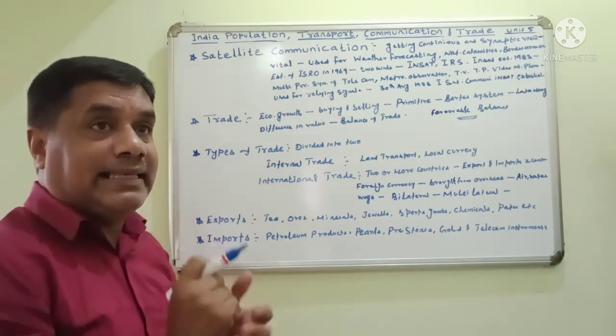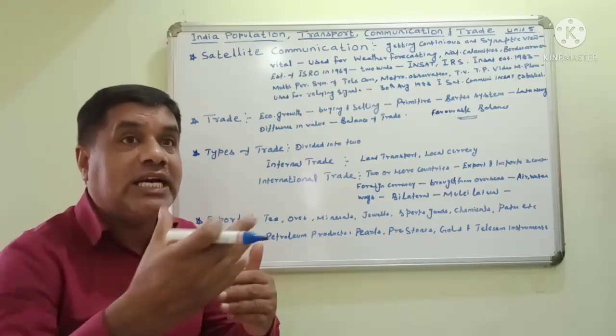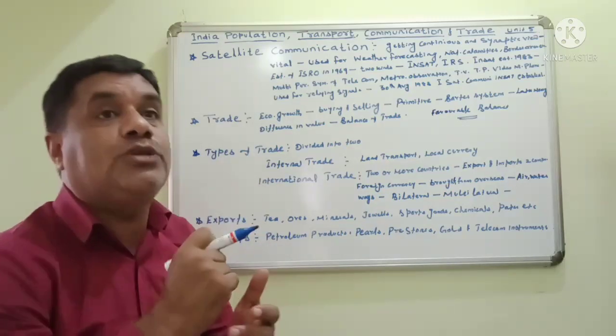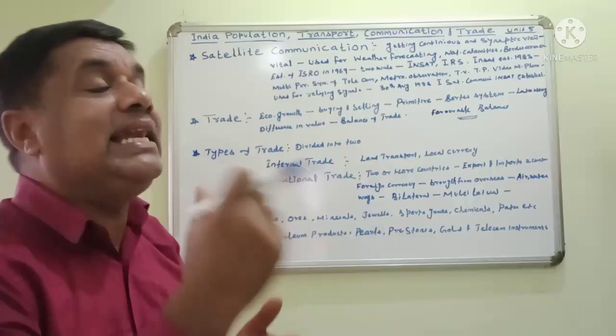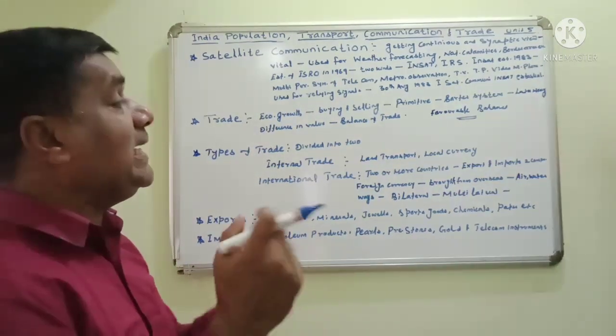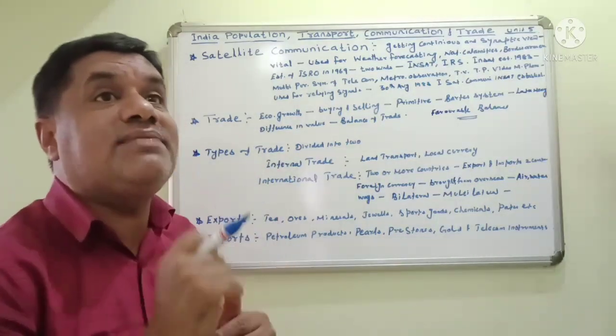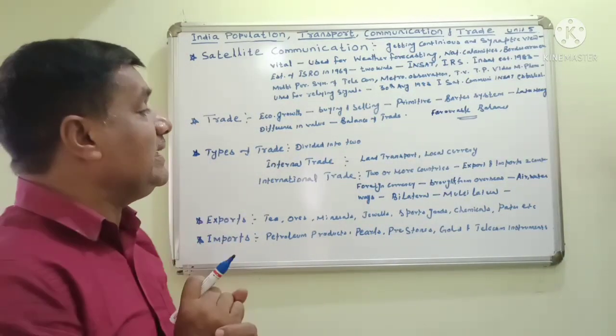Next one, bilateral trade. The exchange of goods between two countries is known as bilateral trade. Bi means two. And multilateral trade is between more than two countries. Exchange of goods among more than two countries is known as multilateral trade.